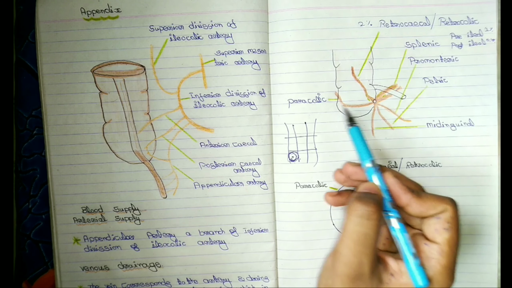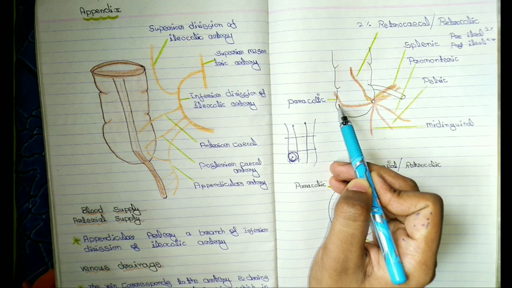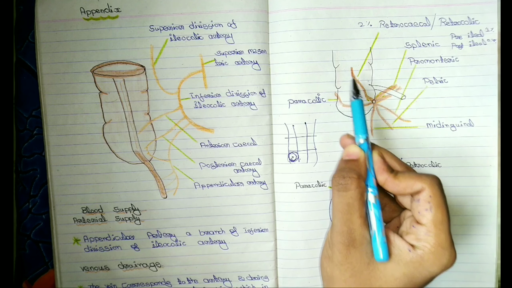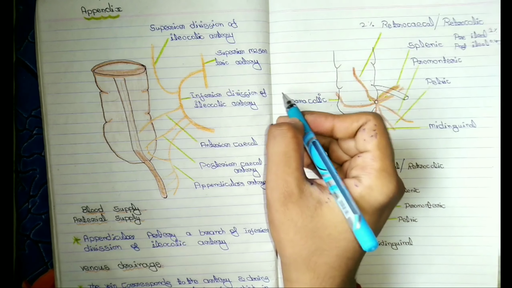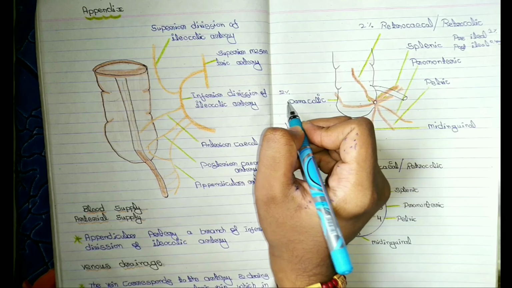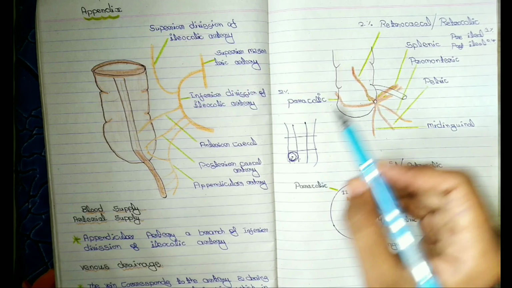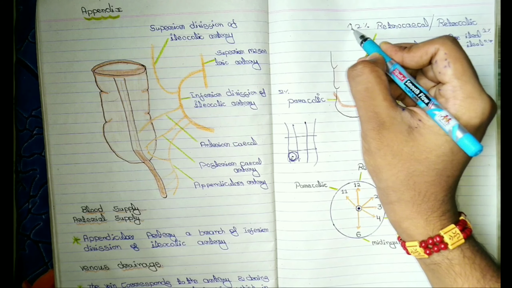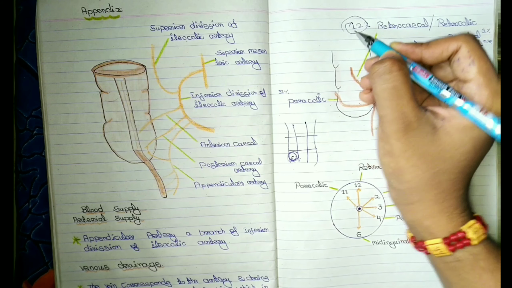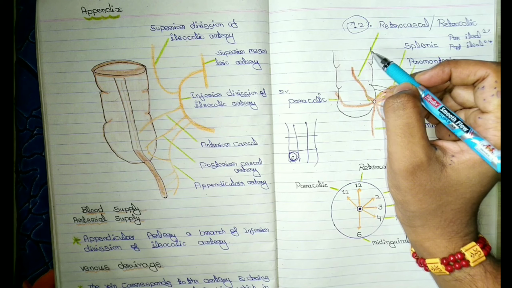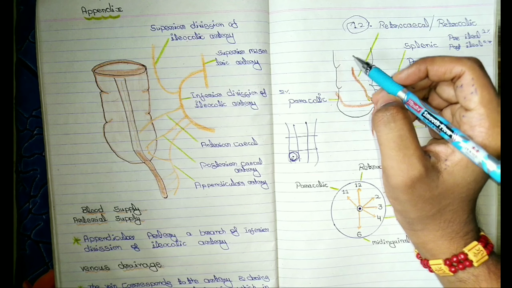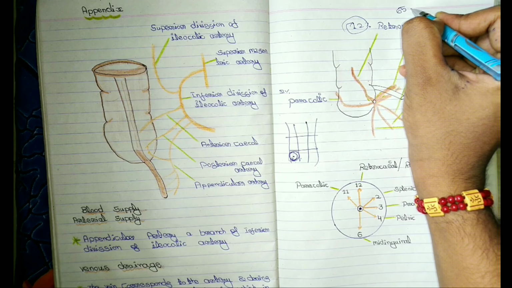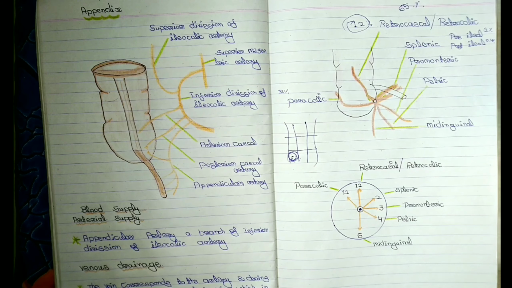Paracolic: the appendix passes upwards on the right side of the ascending colon. It occurs in 2% of people. Retrocecal or retrocolic, the 12 o'clock position: the appendix passes upwards behind the cecum and ascending colon. It is common, in 65% of cases.